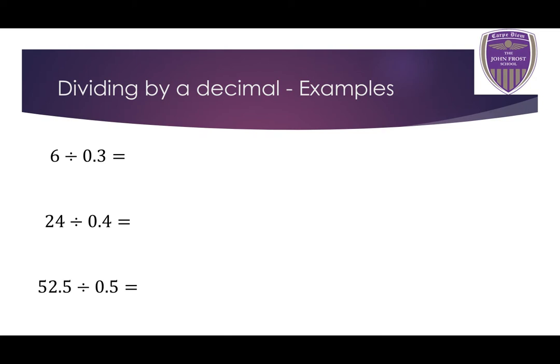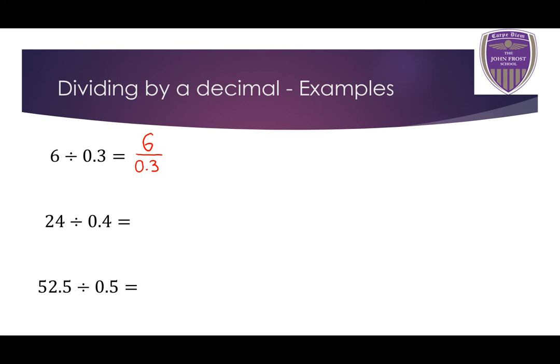So how are we going to do this? 6 divided by 0.3. First of all, we're going to write 6 divided by 0.3 as a fraction, because remember, division is just another way of writing a fraction. So I'm going to have 6 over 0.3. We're able to do this because writing things as a fraction is the same as a division. We're basically saying, what is 6 divided by 0.3?